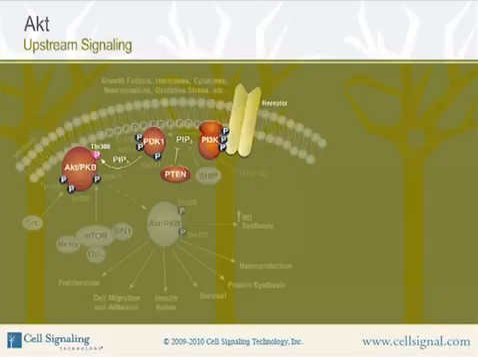Full activation of AKT requires a second phosphorylation at serine 473 by mTORC2. mTORC2 is the rapamycin-insensitive complex that consists of mTOR, Rictor, G-beta-L, also called MLST8, and SIN1. Serine 473 is within the C-terminal regulatory domain of AKT.